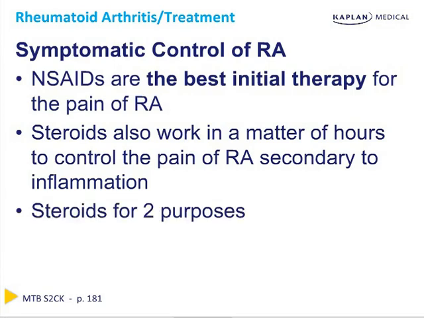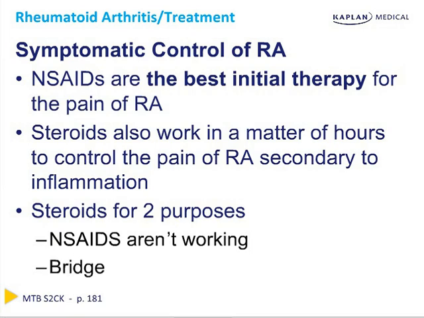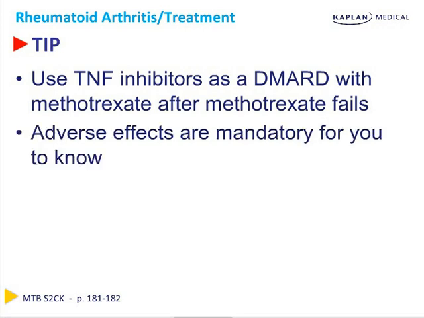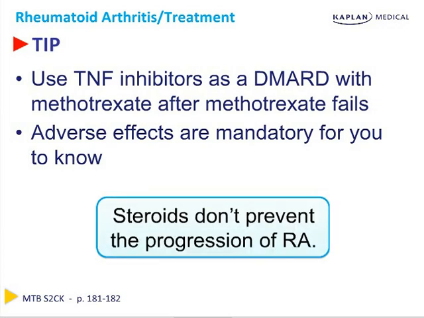Steroids are used for two particular purposes. First, when NSAIDs do not control symptoms immediately, and second, as a bridge when waiting for DMARDs to take effect. You must keep in mind that DMARDs take a lot longer. They have a slower onset of action than steroids do, so you can use them as a bridge. Use a combination of TNF inhibitors and methotrexate as a DMARD when simple lone therapy with methotrexate fails. But remember, the adverse effects are mandatory for you to know. Last tip, steroids do not prevent the progression of rheumatoid arthritis. Always keep this in mind.